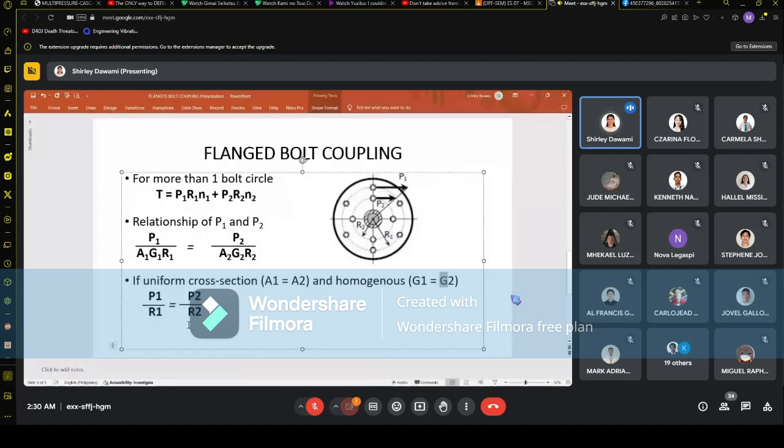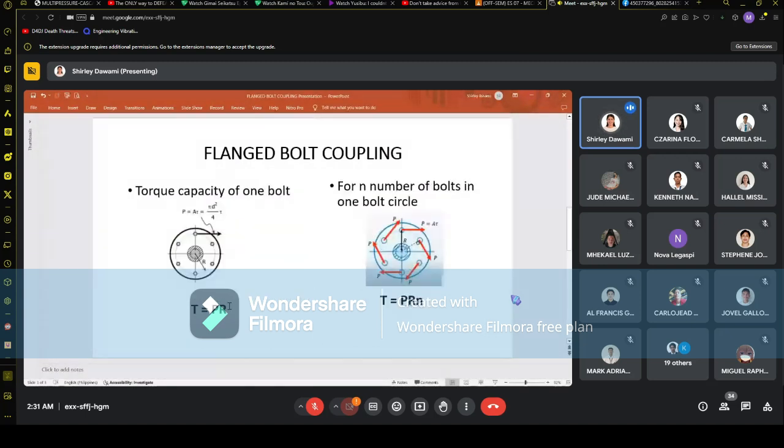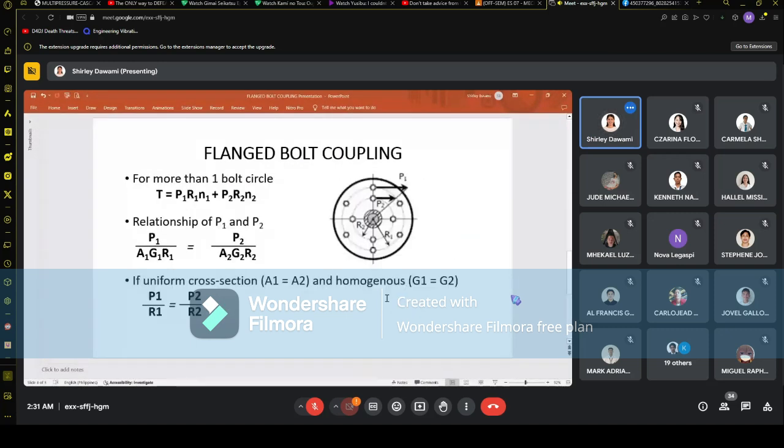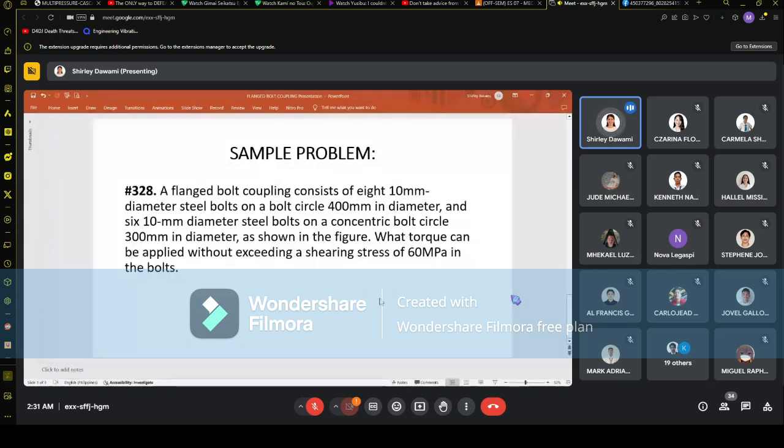Of course, in every problem in MDB, we always need to find the force, or the internal force. So these are the important formulas to remember. Okay, so before we can solve this one, we have to find P1 and P2, so we can use this formula. Do you have questions? So let's have a sample problem.